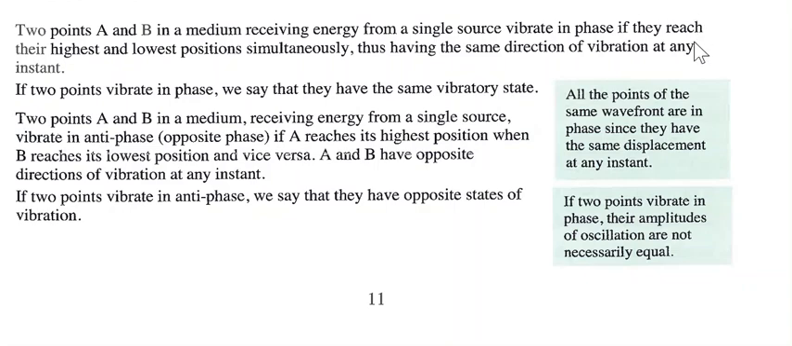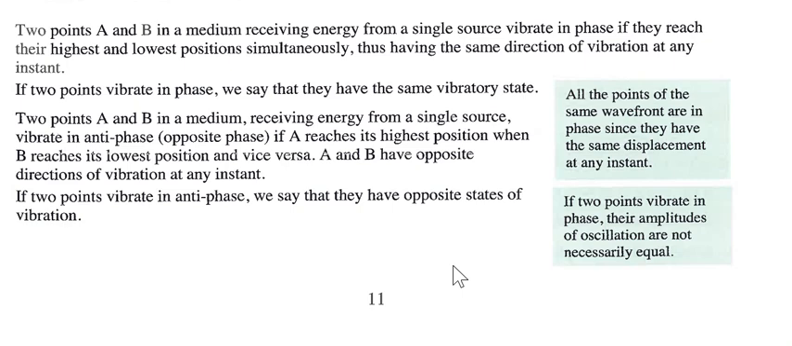Okay, student, today we were talking about the vibratory state of 2 points, whether they vibrate in phase or in antiphase, and how I can determine this vibratory state. First of all, if I have 2 points, A and B, in a certain medium, and they are receiving energy from one single source, they vibrate in phase when they reach together at the same instant the highest and the lowest positions. Thus, they have the same direction of vibration at any instant.